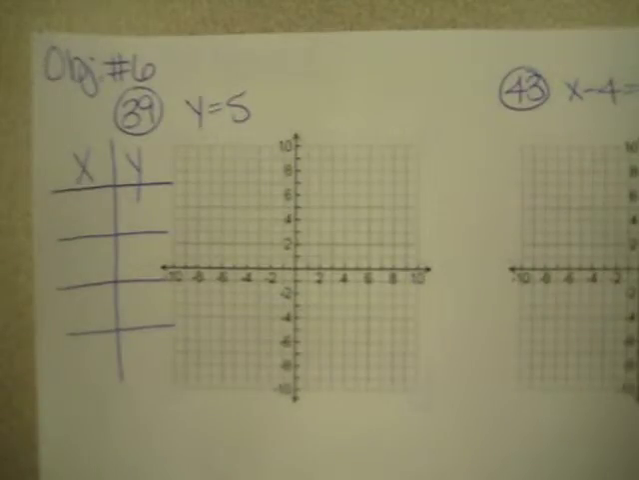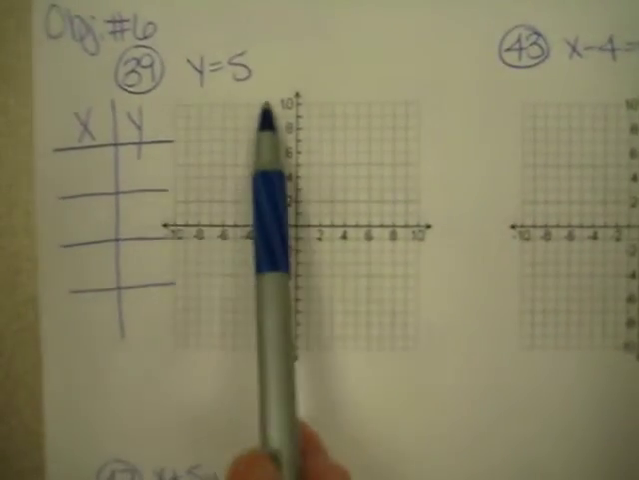On slide 8, you have a visual of the 3 special graphs going through the origin, vertical line and horizontal line right there on the slide. So let's try the 3 examples found on page 171 and 172. So first we have number 39, y equals 5.